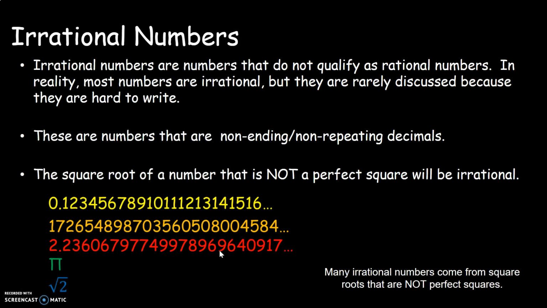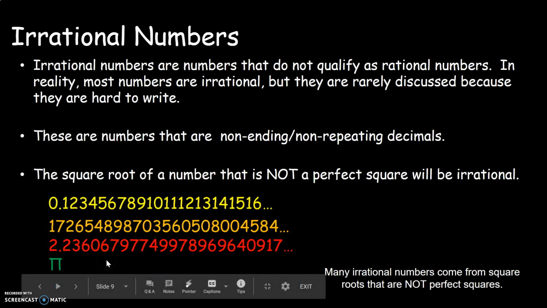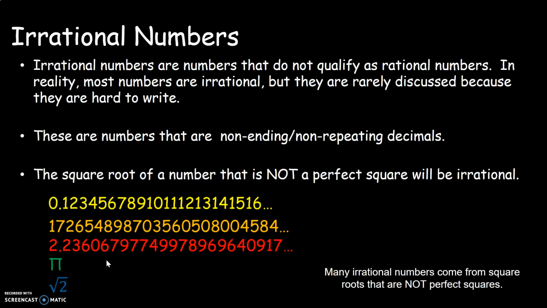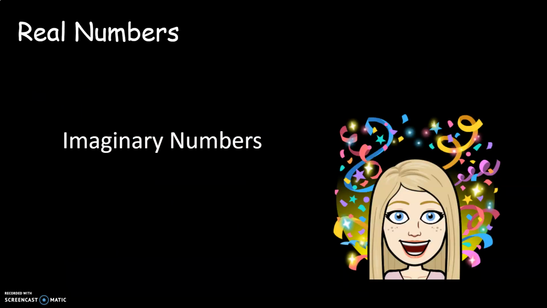So many irrational numbers come from square roots that are not perfect squares. We're not really going to be looking at square roots this year, so don't really worry about that. But if you were to take the square root of a number, you're probably going to get an irrational number.